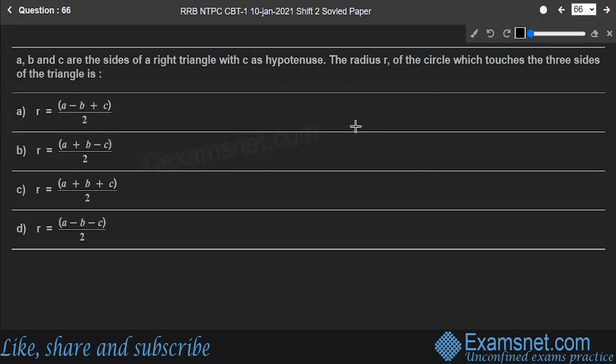A, B, C are the sides of a right angle triangle where C is the hypotenuse. The radius R of the circle which touches the three sides of the triangle is. So let's make a right angle triangle first. This is the right angle triangle. Let's make a proper one. So this is the right angle triangle.